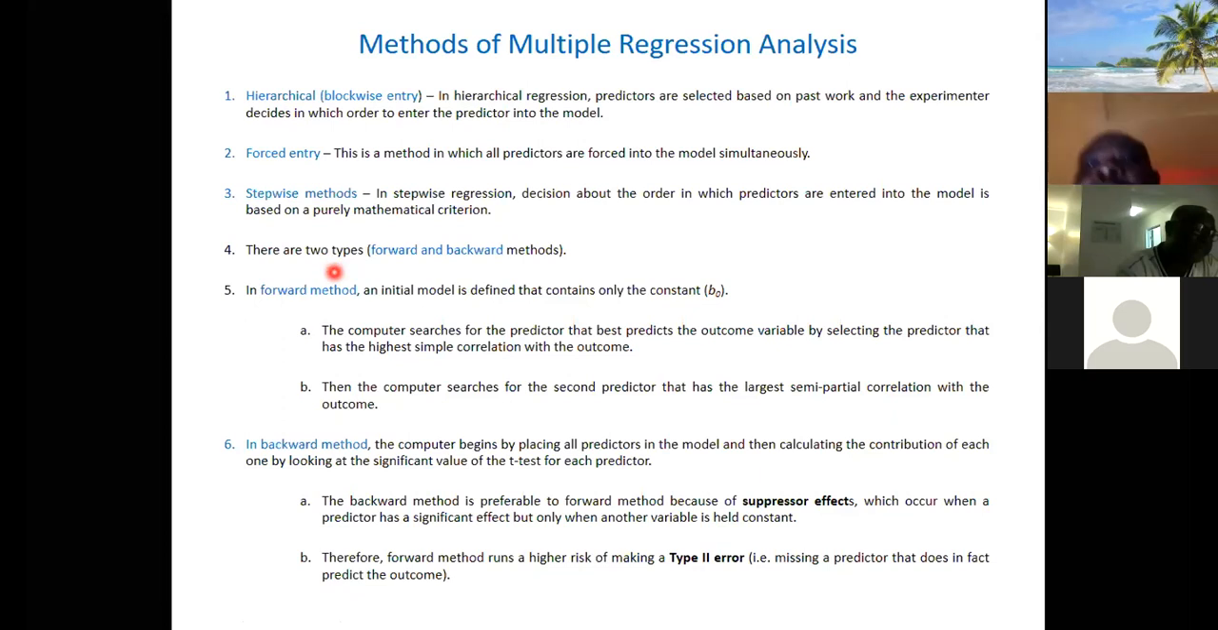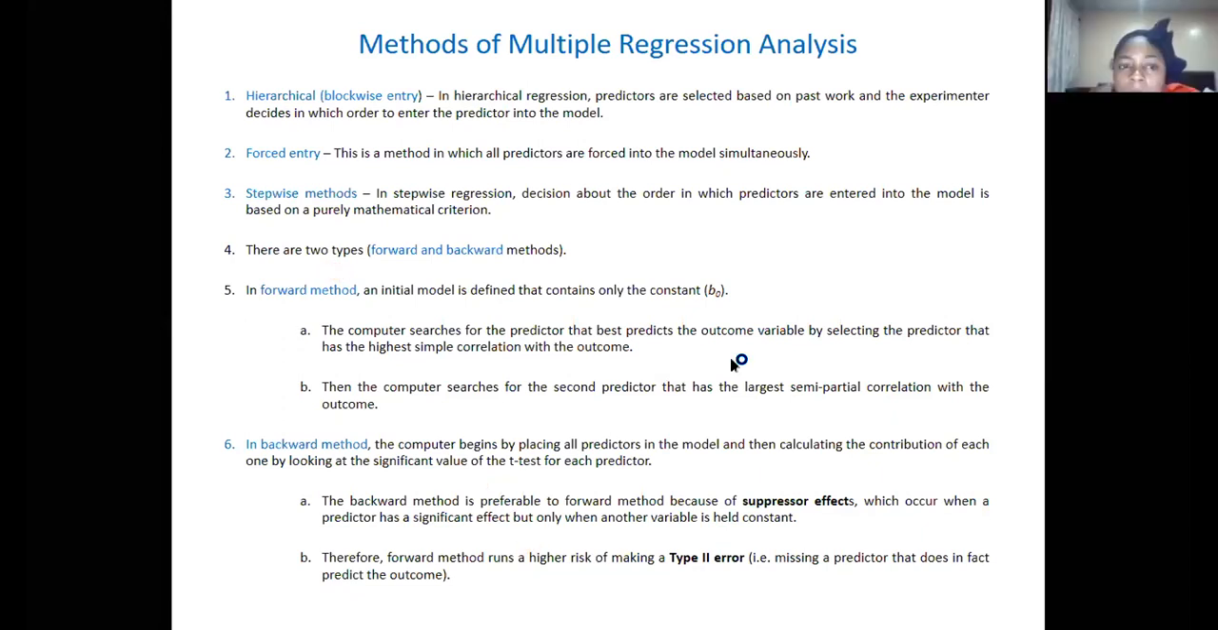When we say hierarchical method, the order is selected based on past research or experimental design, in which way to enter the predictors. Maybe you have done some literature review or read something that says these are the factors, this is the first factor. So that is one guide, that's the hierarchical method. Then we have first entry: just put all the variables there. That is first entry.